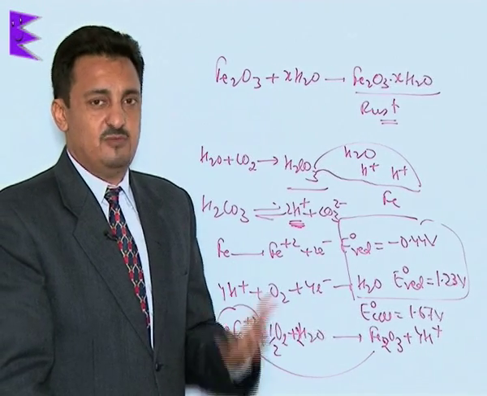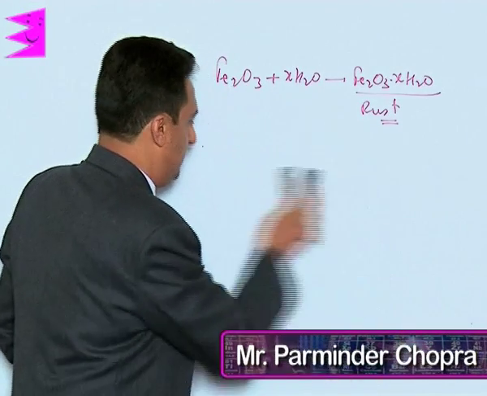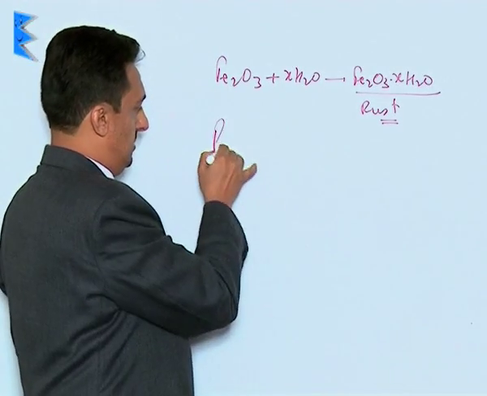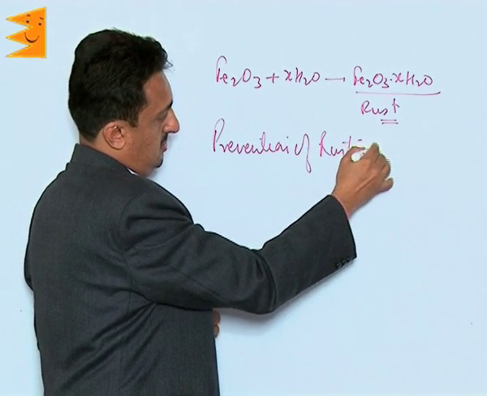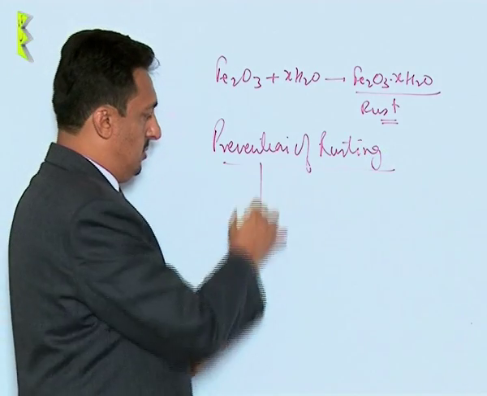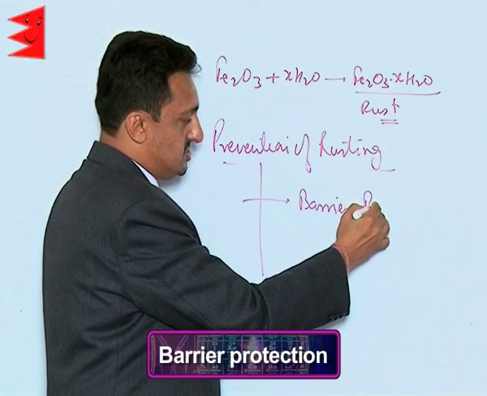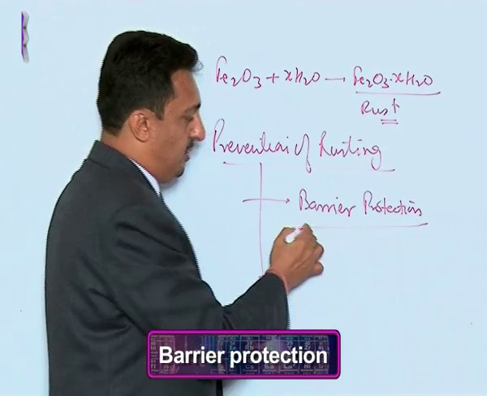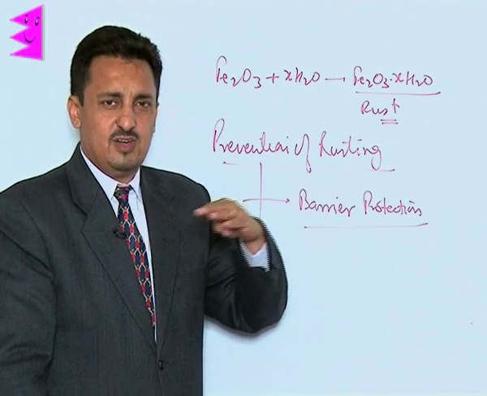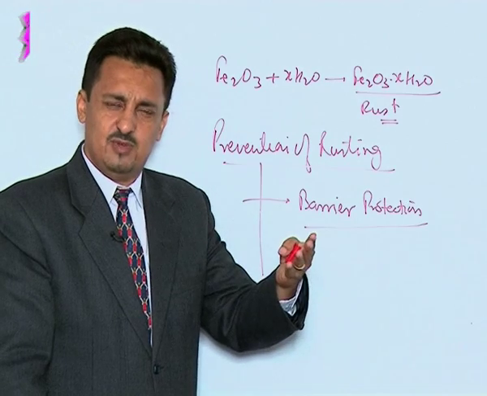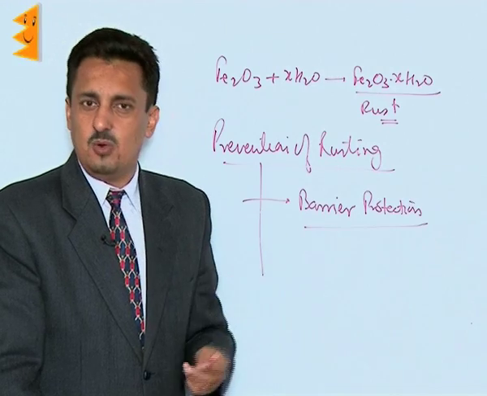Now let us see how we can prevent rusting. Rusting can be prevented by the following measures. It can be done in 3 ways: by barrier protection. In this, we put a barrier of a layer of oil or paint or grease between the metal surface and the air, atmosphere and water, so that the metal surface is stopped from getting exposed to air and water.